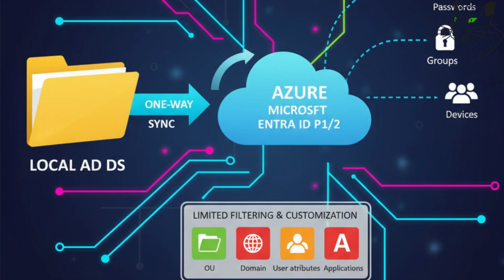And with Azure, the synchronization flow is one way from local ADDS to Azure. However, with Microsoft Entra ID P1 or P2 features, some attributes replicate in the other direction. For example, you can configure Azure to write passwords back to an on-premises ADDS and to groups and devices from Microsoft Entra ID. If you don't want to synchronize your entire on-premises ADDS, directory synchronization for Microsoft Entra ID supports limited filtering and customization of attribute flow based on the following values. Domain, user attributes, applications.